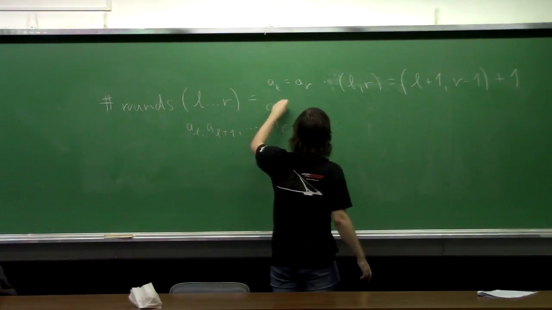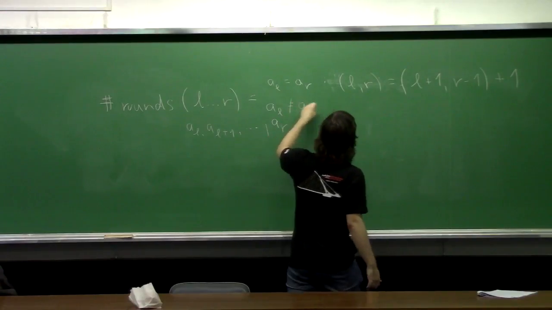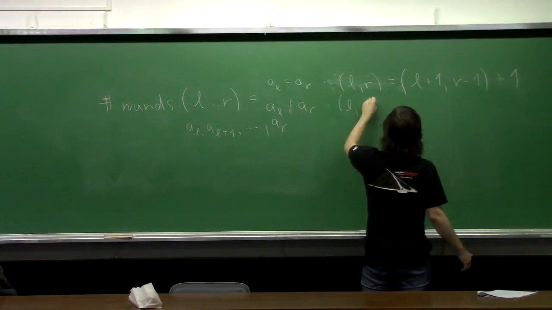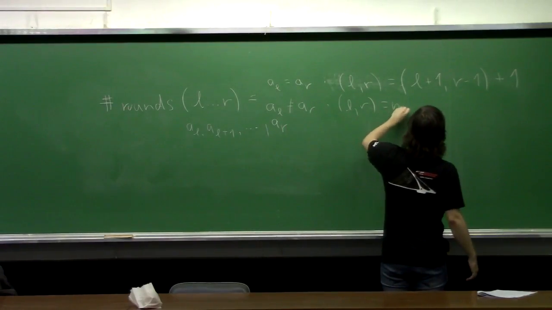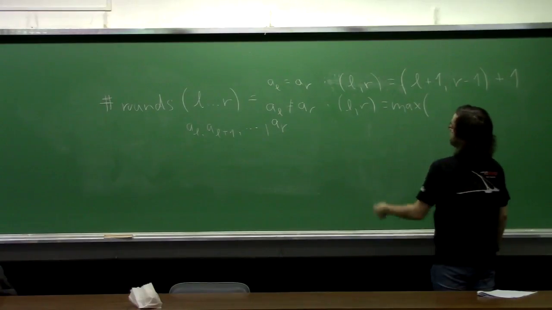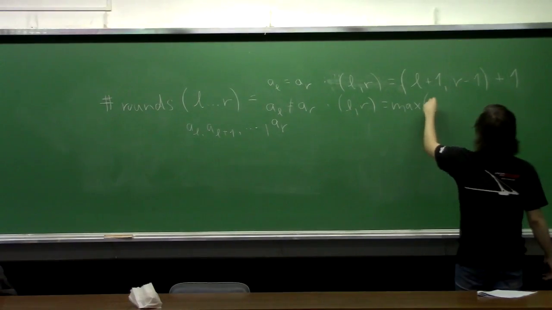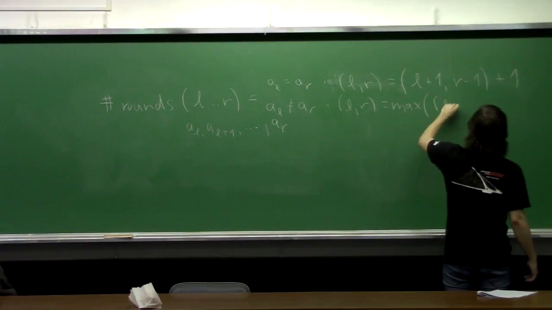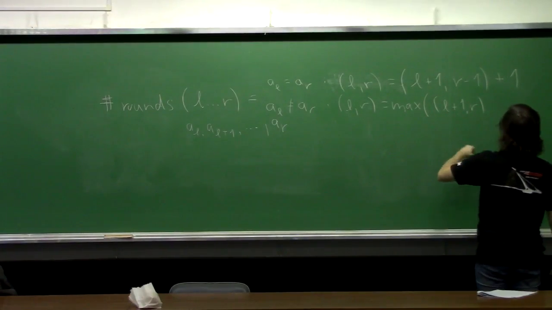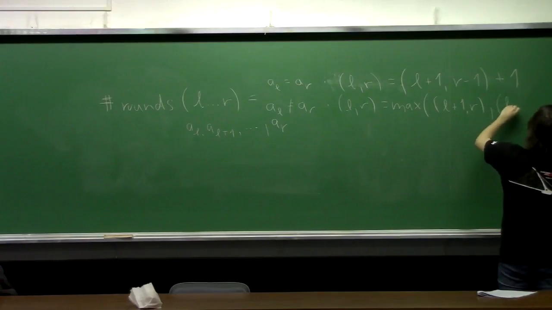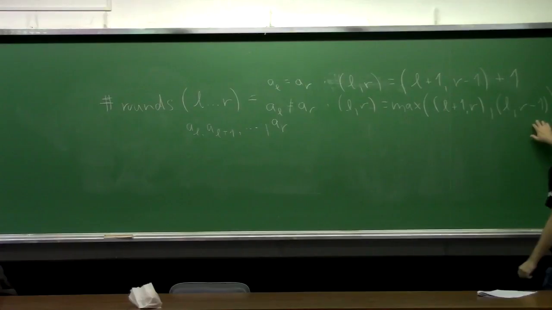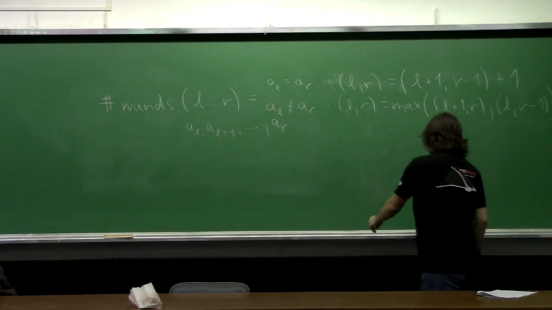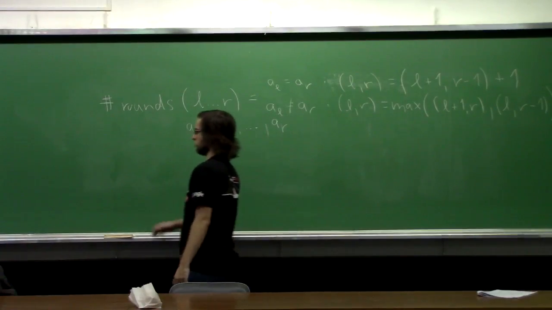But if A[L] doesn't equal A[R], then we can either discard the leftmost deck or discard the rightmost deck. So the number of rounds for this state is the number of rounds for state L plus 1, R, which is when the leftmost deck is discarded, and L, R minus 1, which is when the rightmost deck is discarded. This is a very standard DP solution.